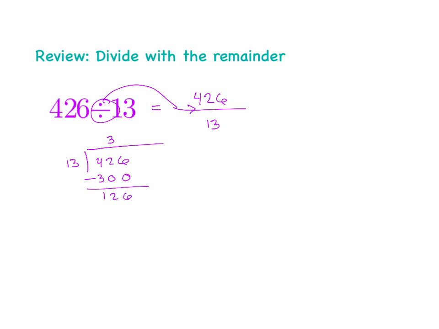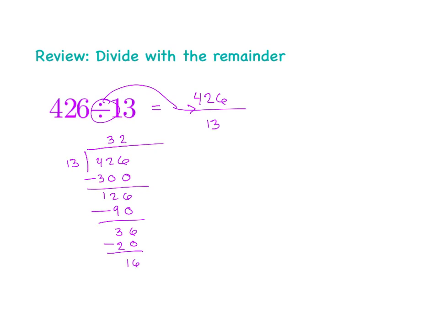And now what's 3 times 30? 90. So now I'm going to subtract that, and I get 36. Now again, I'm going to think, what can I multiply 13 by to get close to 36? Or what can I multiply 10 by to get close to 30 without going over? So I'm going to make this a 2. 10 times 2 is 20. Subtract that, and we get 16.